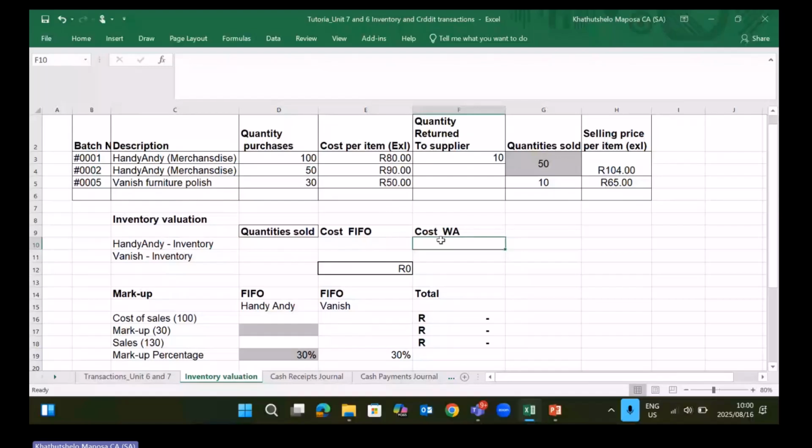Before we talk complex figures and many things, let me ask a very simple question. Please raise up your hands and tell me, if we have bought 100 varnishes on the first batch and bought another 50 on the second batch, we returned 10 to the supplier and we sold 50, how many varnishes are left in inventory in our warehouse?